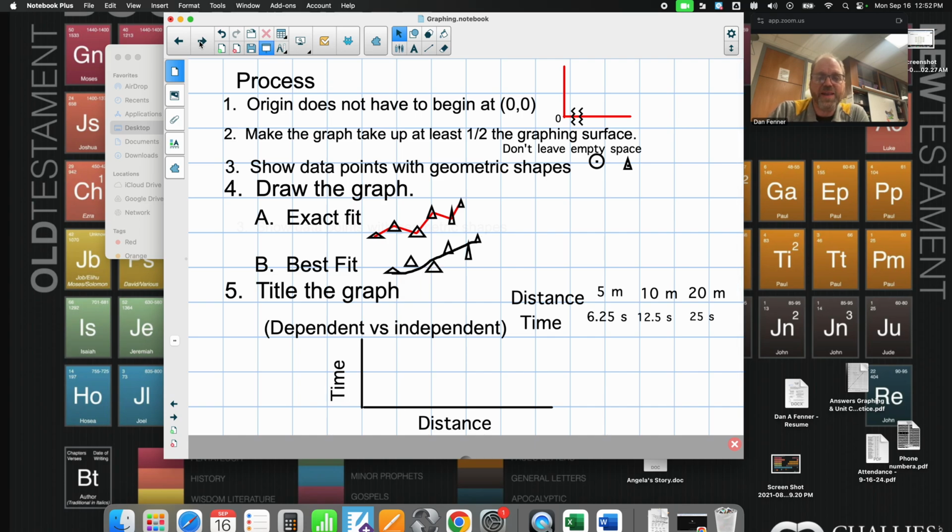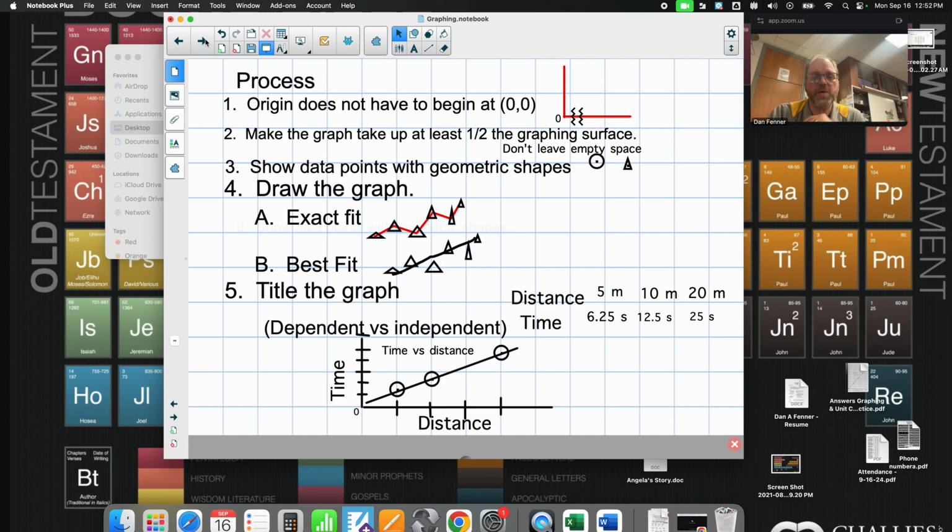We put our data so it spreads out at least half. So we have every 5, 10, 15, 20. And then I have my time factors are 1, 2, 3, 4, 5, 6, up to 25. I think it's 5 for every one of those. Graph my first point, and then I put a shape around it. Second point, third point, there we go. Looks like a straight line, so I'll make it a straight line. Then we have to title it. It's always dependent versus independent. So in this case, it's going to be time versus distance.